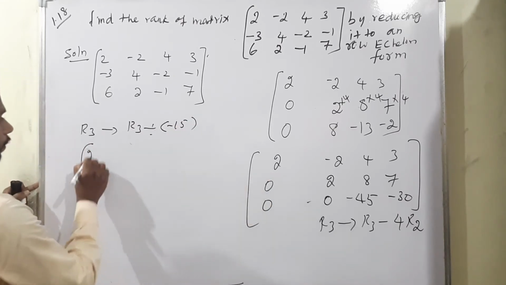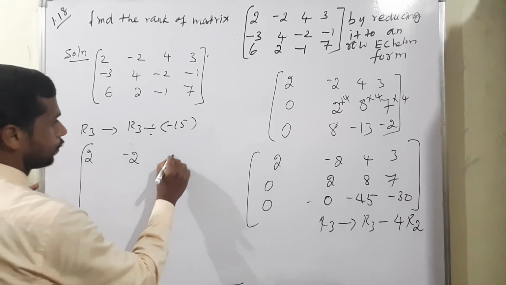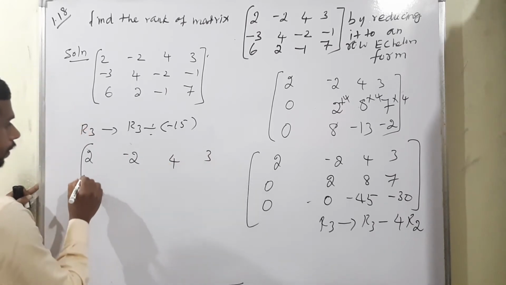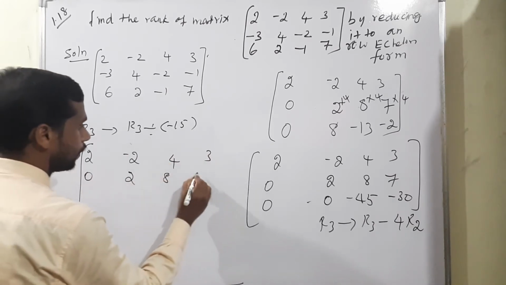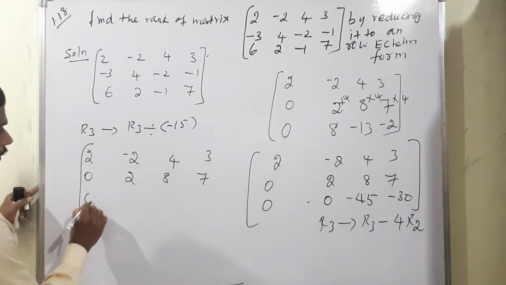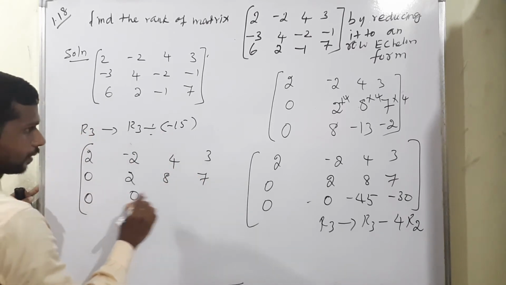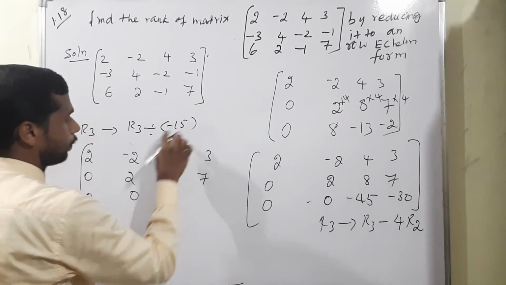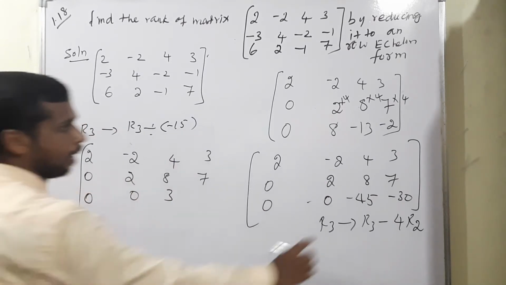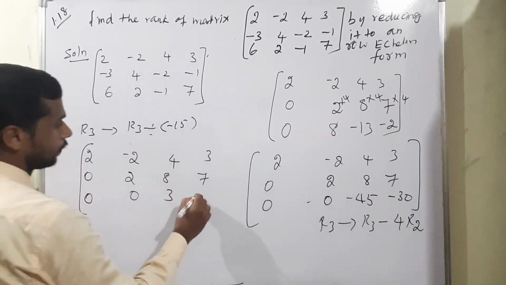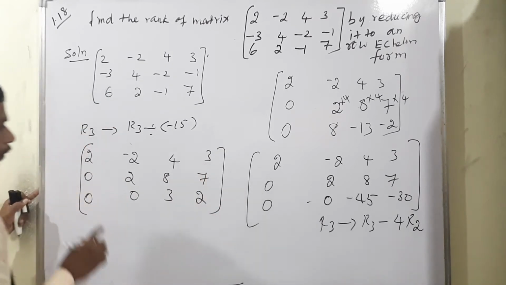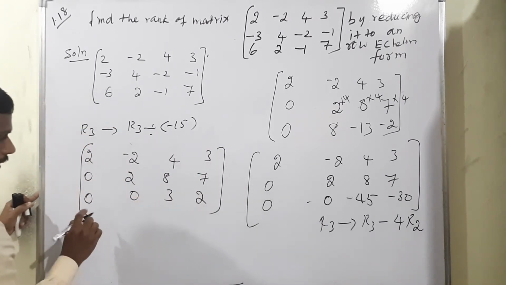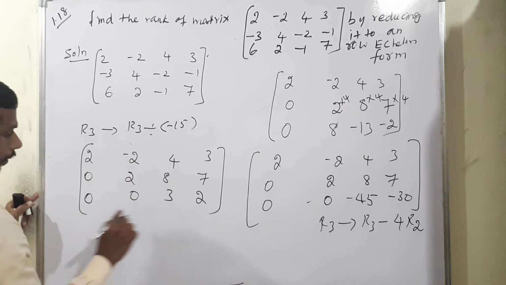So R1, R2 as it is. What is R1? 2, minus 2, 4 and 3, 0, 2, 8 and 7, 0 divided by 15, 0, again 0, minus 45 divided by minus 15, value will be 3, minus 30 divided by minus 15, value will be 2. Therefore, the number of non-zero rows is 3 rows, 1, 2, 3.